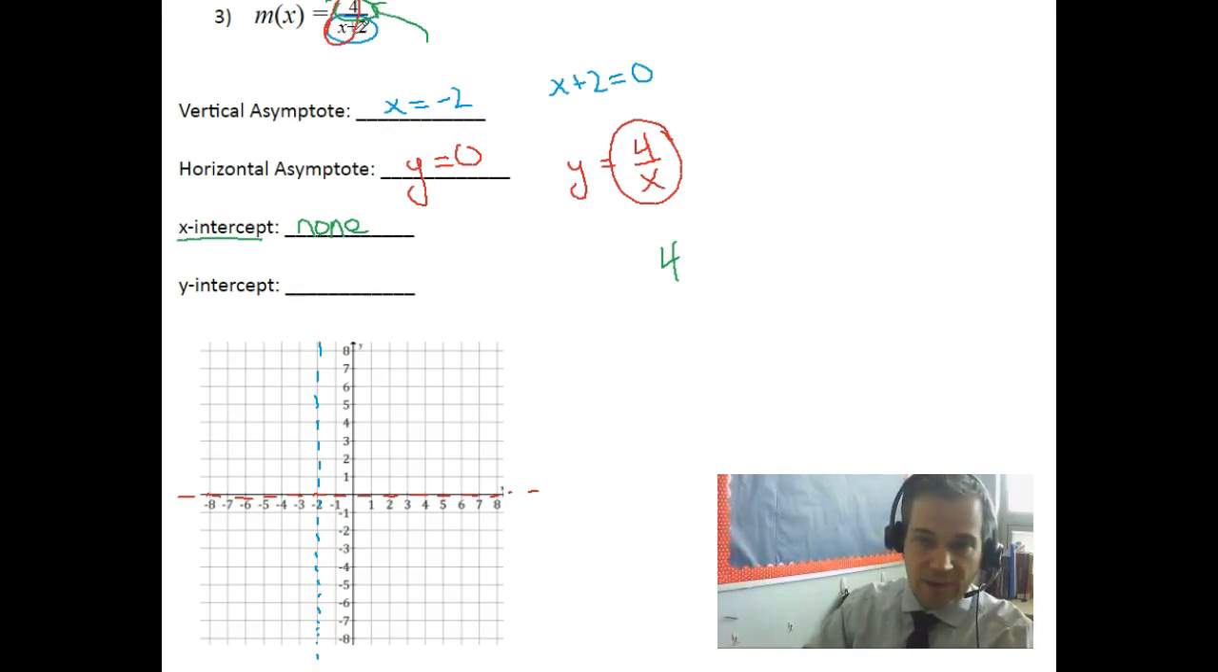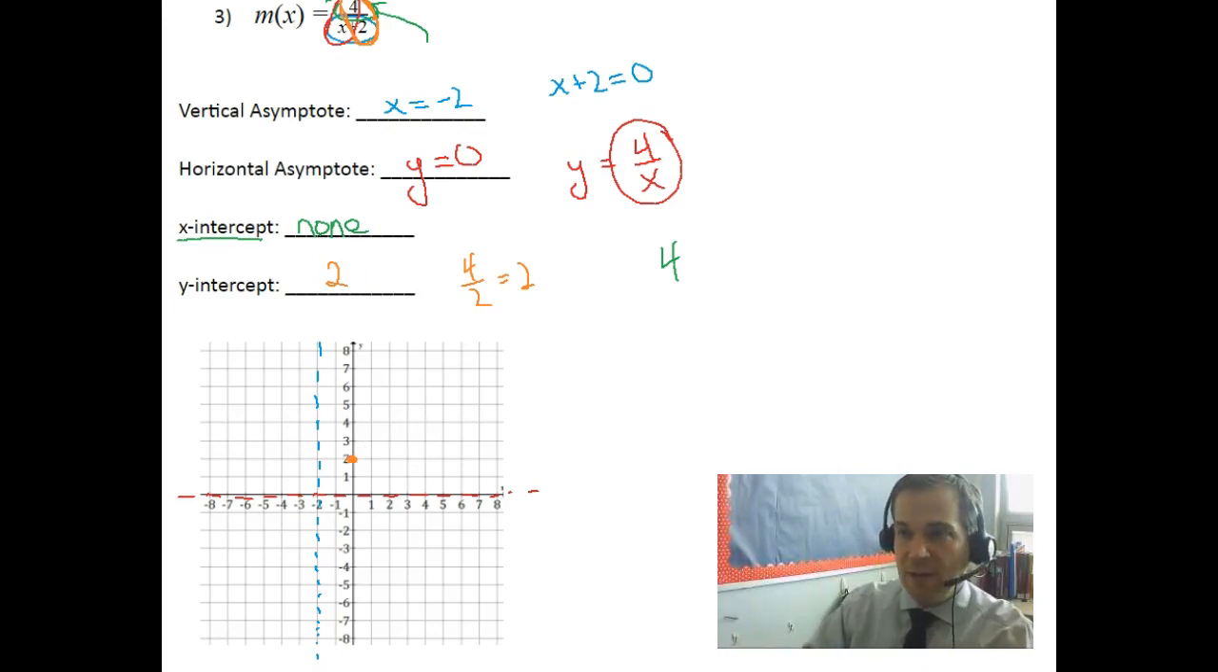For the y-intercept, I am going to look at the ratio of the last terms. So looking at this expression, I'm going to look at these terms together. So that's going to become 4 over 2. This, of course, reduces down to 2. So the intercept for the y-axis is at 2. So I'll have a dot right here at 2.